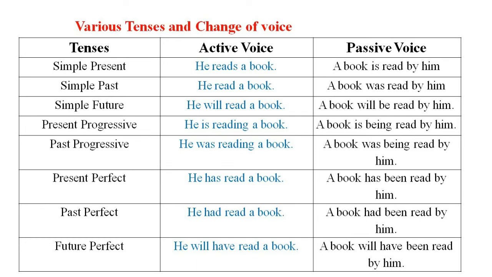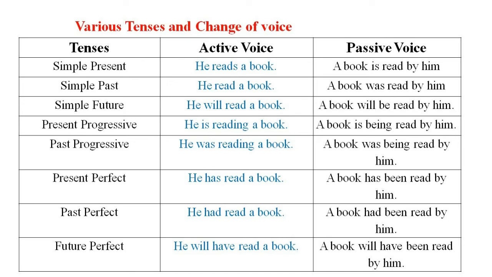First of all, simple present tense. If the active voice sentence is "He reads a book," the passive of the sentence will be "The book is read by him." Simple past: "He read a book," the passive will be "A book was read by him." Simple future: "He will read a book," the passive will be "A book will be read by him."